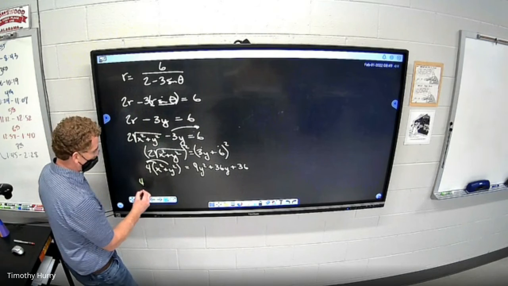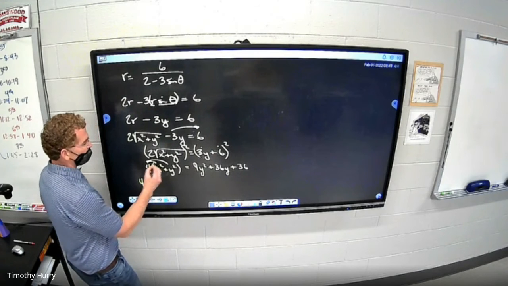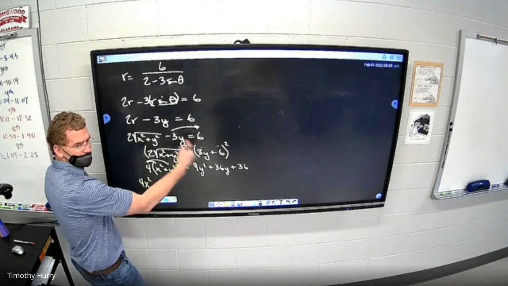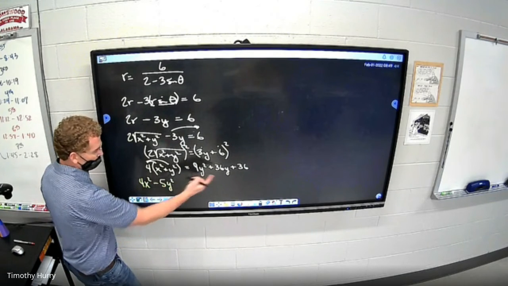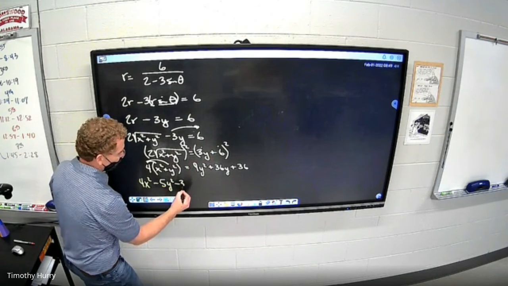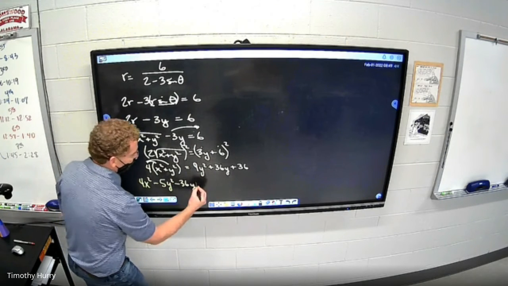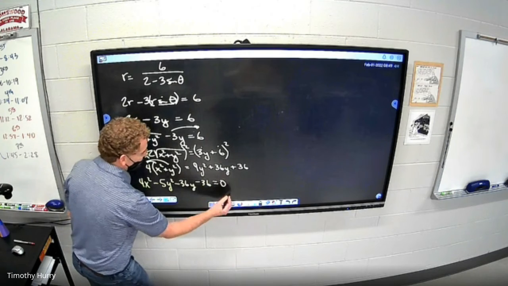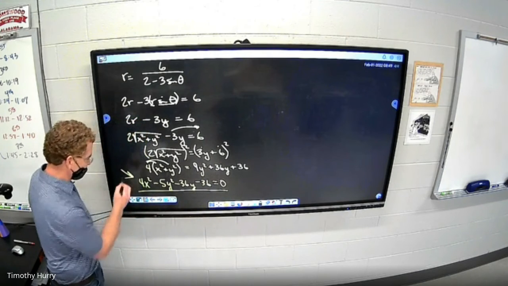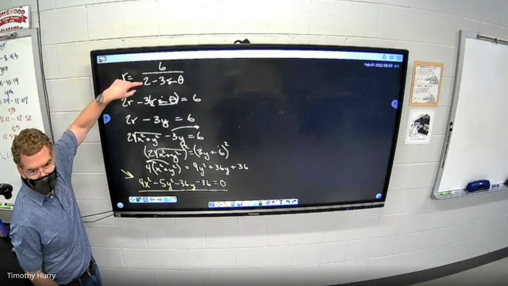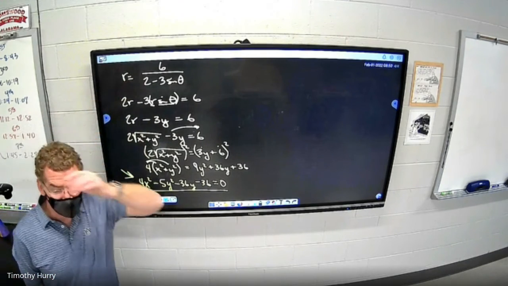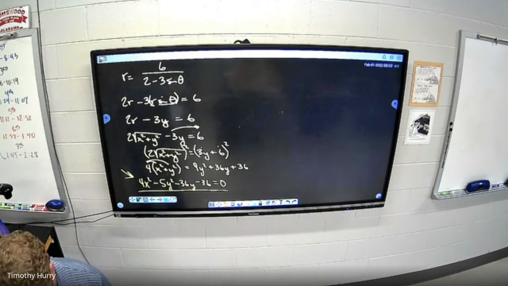So I get 4x squared. Now I do get 4y squared, but when I subtract the 9y squared, I get what? Negative 5y squared. When I subtract the 36y, negative 36y, negative 36, all equal to 0. And tell me, when you look at that, what do you see? Hyperbola. That's a hyperbola. All right, see what you can do tonight. And good luck to you.